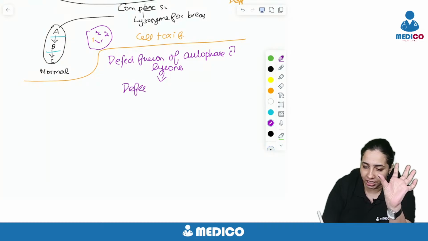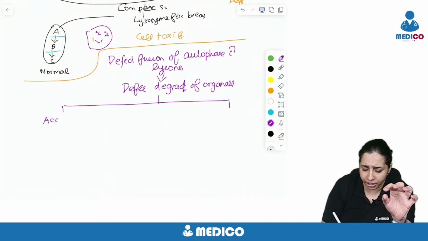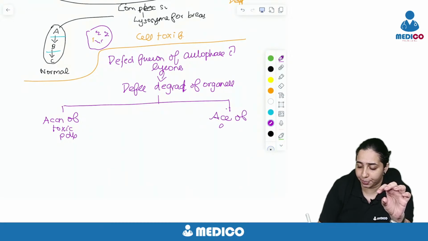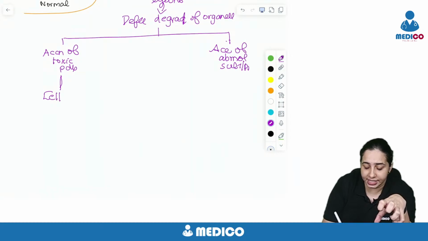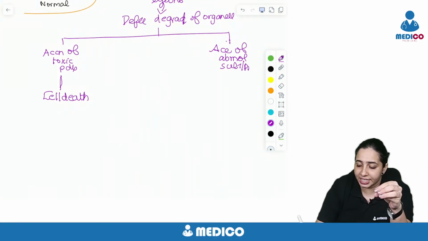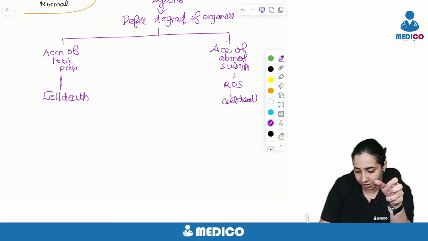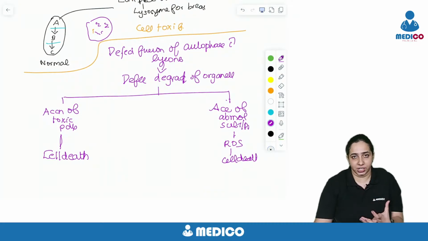So there is defective degradation of organelles. That results either in accumulation of toxic products or accumulation of abnormal substrate or protein. These toxic products result in cell death as they activate some kind of inflammatory process. Similarly, these abnormal substrates also result in ROS, that is reactive oxygen species formation, and result in cell death. So this is the pathophysiology of how lysosomal storage disorders cause their symptoms.